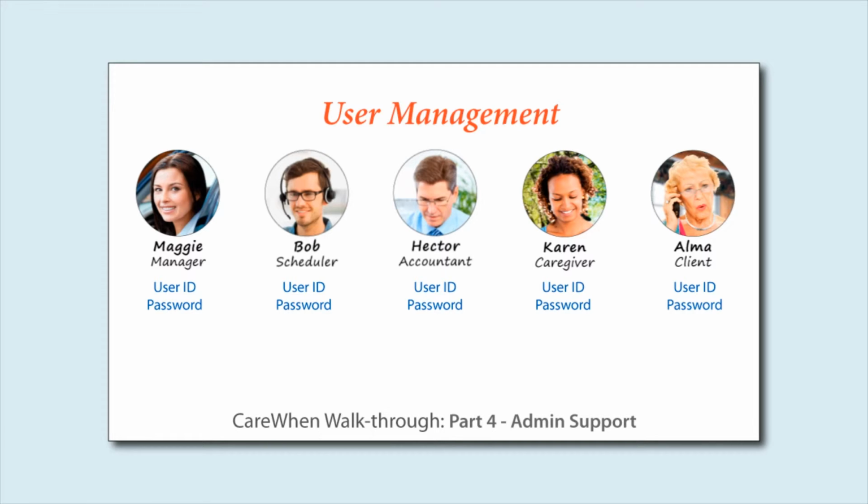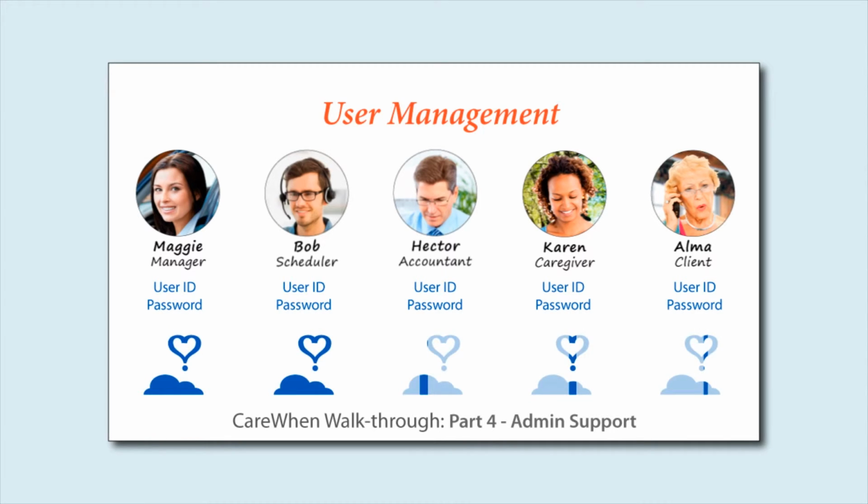The agency's CareWhen software has many users: Maggie, Bob, Hector, and all the caregivers, plus some clients or their family. Usually Bob maintains the login IDs and passwords of all these users. If he is not around, Maggie does it. Each user can only access a defined set of CareWhen capabilities according to his or her needs. Bob and Maggie can access everything and make changes. Hector can only access but not change the visit information he needs for billing and payroll. Caregivers and clients can only access their own schedules and personal data.